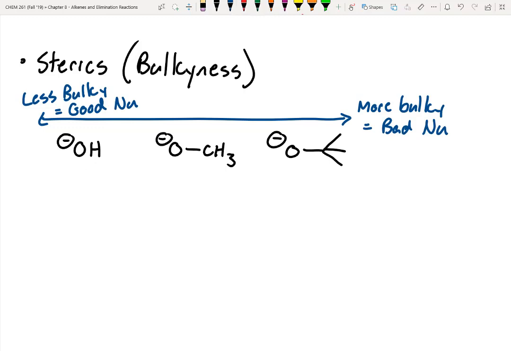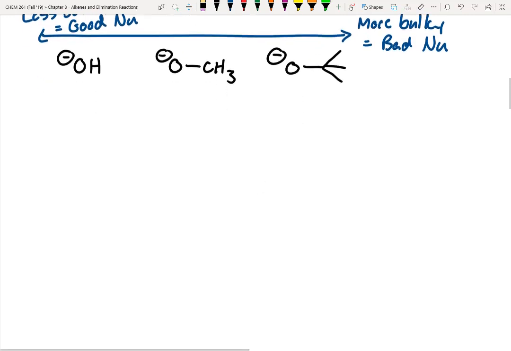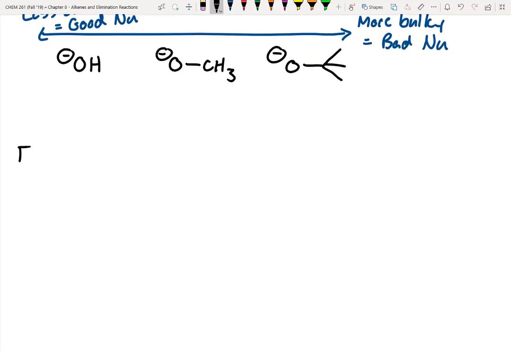Conversely, let's think about basicity. Which of these is going to be the best base, or do you think they're about the same? It's a little bit tricky to think about. Size doesn't matter for basicity. So if I wanted a good base that is a bad nucleophile, I might pick this one. So we can try to find something that's exclusively a good base but not a good nucleophile, meaning it won't do substitution chemistry readily.